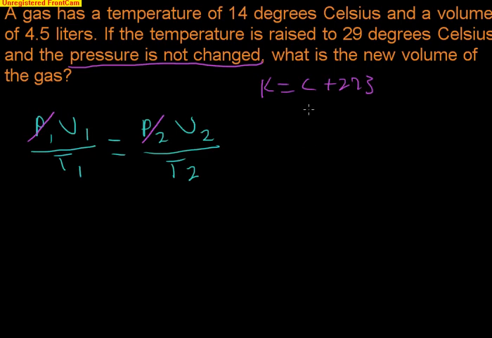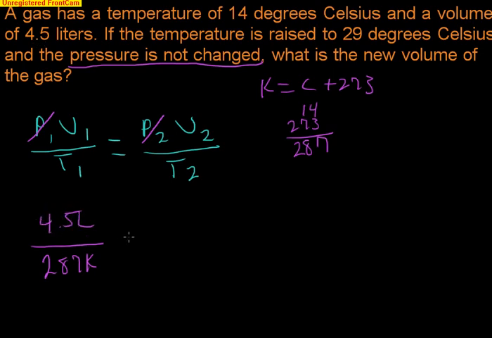So we're going to take 14 plus 273, and then we're going to get 287. So we get 287 Kelvin. That is going to be our T1. So I'm going to say 287 Kelvin, and I'm just filling this into the equation. Now we have to find our first volume, a volume of 4.5 liters. So 4.5 liters goes in our numerator. Now we have to find our final conditions.